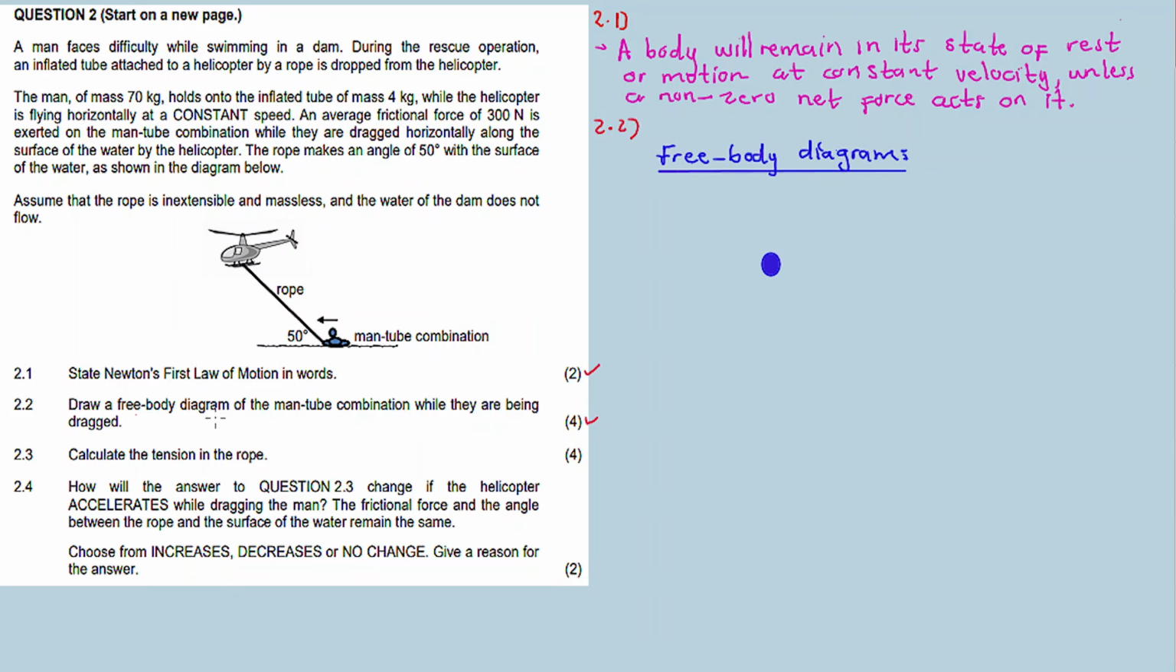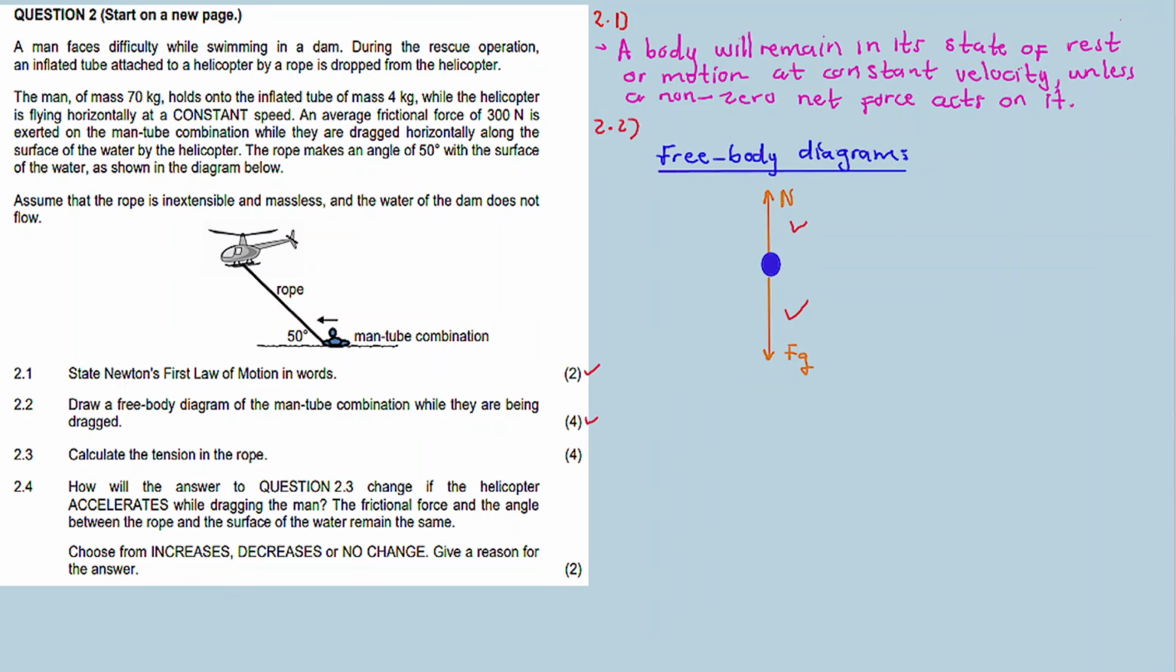So we want the free body diagram for the man tube combination. So we have 4, starting at the easiest ones. Normal force. The normal force is between the man tube combination and the water. So the water exerts an upward force on the man tube combination. The gravitational force is the weight of the man and the tube, so they are going in the downward direction due to their own weight.